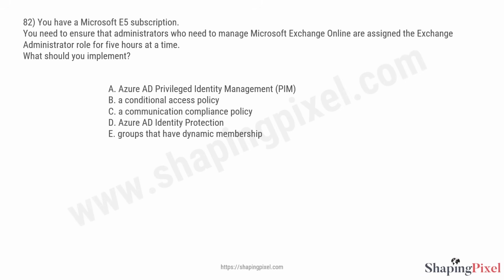So question number 82, you have a Microsoft E5 subscription. You need to ensure that administrators who need to manage Microsoft Exchange Online are assigned the Exchange administrator role for 5 hours at a time. What should you implement? Option A, Azure AD privileged identity management. Option B, a conditional access policy. Option C, a communication compliance policy. Option D, Azure AD identity protection. Option E, groups that have dynamic membership. So the right answer here is option A, Azure AD privileged identity management.